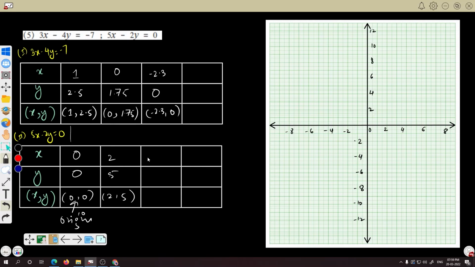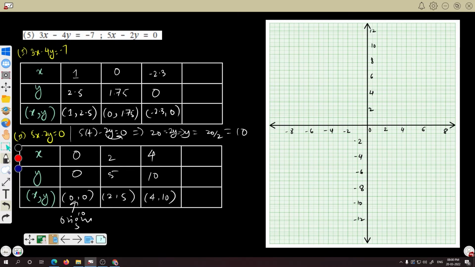If I take x as 4, earlier we took 2, this time I'll go with 4. So 5 into 4 minus 2y is equal to 0. So shift this minus 2y in the next step. 5 into 4 is 20, and if I shift minus 2y on the other side, this is 2y, which means y is equal to 20 divided by 2, so this is 10. Again, it is fine, we can easily plot this. Y turns out to be 10, therefore the coordinates are 4 comma 10. Now we have 3 points for both the equations.